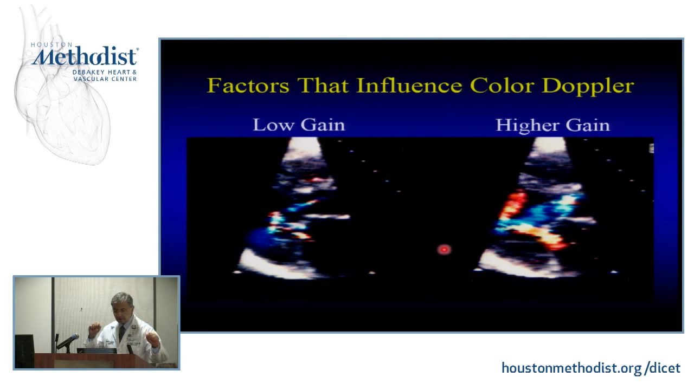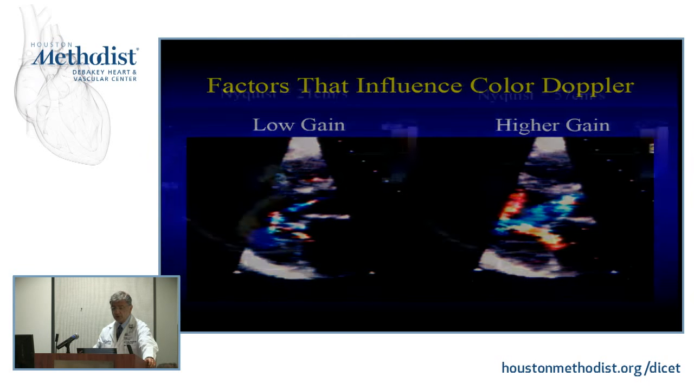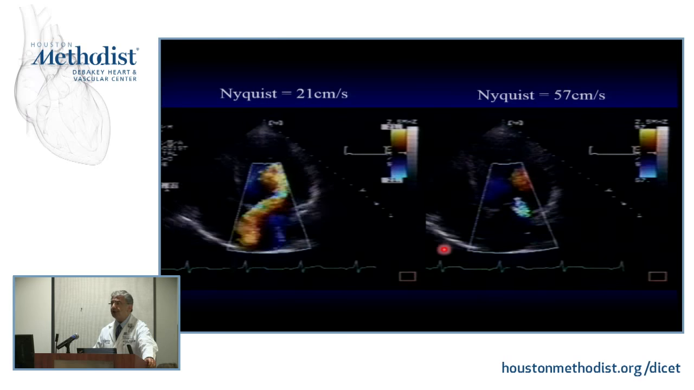Okay? Rather crude, but it's important because at times people overgain or undergain. And I think Carlos had a nice case in the valve regurgitation document online where undergaining underestimated regurgitation. So I think these are very important for you to know. So that's number one. Number two, Nyquist limit.